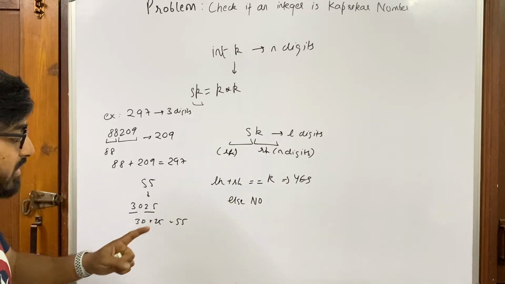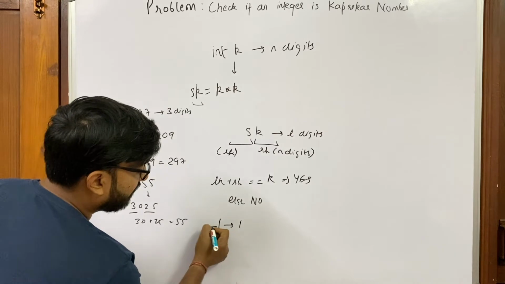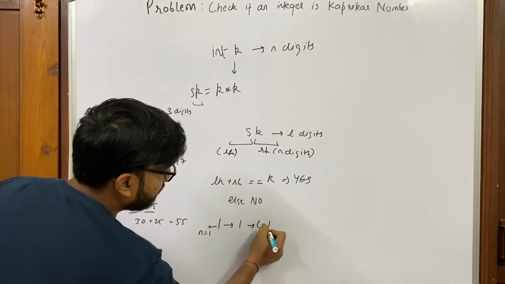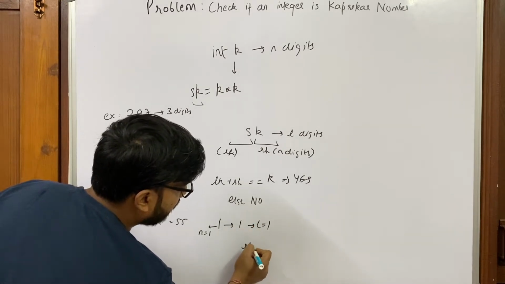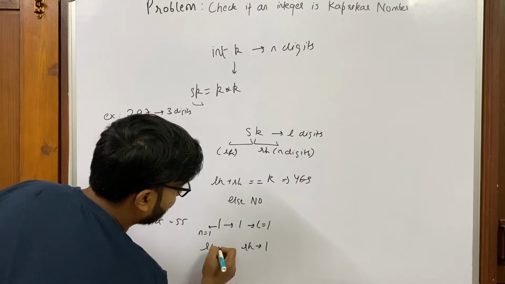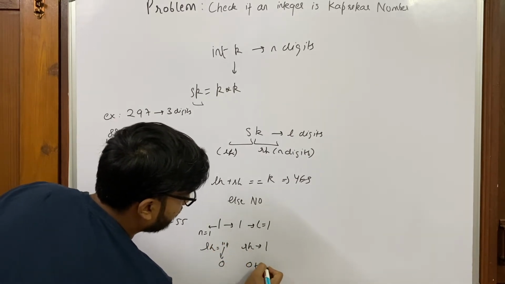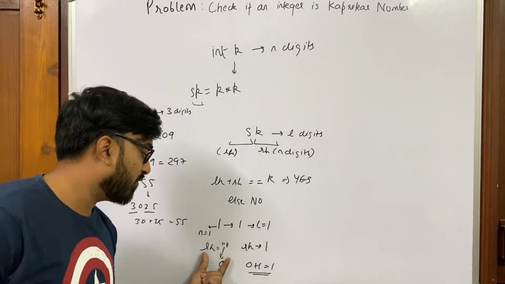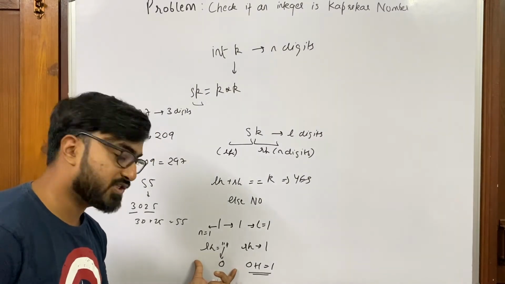Let's consider one more case for 1. So 1 square is 1. The number of digits in this k is 1. The number of digits in this square is 1 as well. So the rightmost n digits are going to be 1 and the left half is going to be nothing, so we consider this 0. So 0 plus 1 is 1. So this 1 is also a Kaprekar number. Even though we don't get anything for the left half, we consider it 0. So this goes by definition for a Kaprekar number.